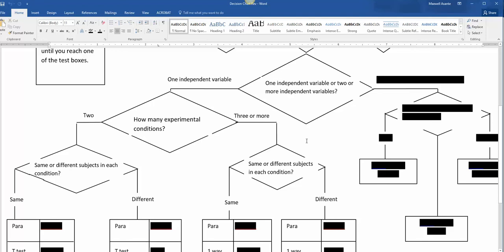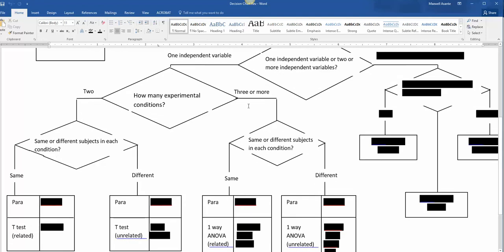Again, if we answer that question that we have 3 or more, then the next question will be, do you have the same or different subjects in each condition of this experiment? If the individuals that are exposed to the cold room, the 45 degrees, are the same individuals that are exposed to the cool room, the 70 degrees, and the same individuals that are exposed to the hot room, the 90 degrees, then you have to answer that you have the same individuals in this experiment.